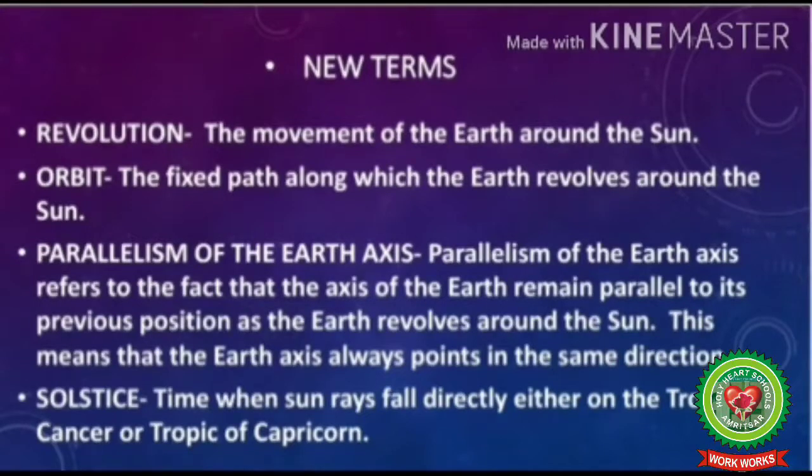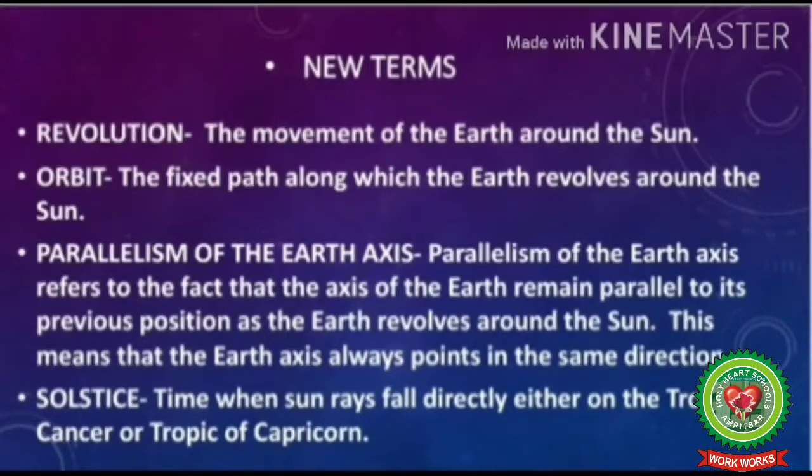Revolution is the movement of the earth around the sun. Number 2, orbit, the fixed path along which the earth revolves around the sun. Number 3, parallelism of the earth axis. The parallelism of the earth axis refers to the fact that the axis of the earth remains parallel to its previous position as the earth revolves around the sun. This means that the earth axis always points in the same direction.